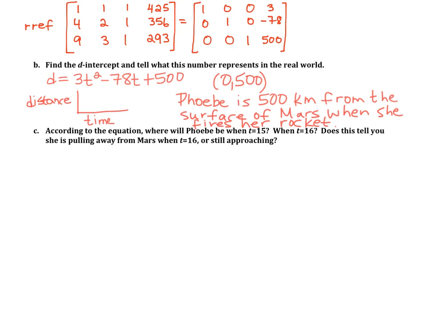Now when we tell what it represents in the real world, if we go back to our variable definition, where hopefully we were very specific, it's a matter of plugging in these values and then using your units of measure and doing an interpretation from there. So again, the more specific you are with your variable definition, the easier it will be to interpret the d-intercept in this case. So what it means is that Phoebe is 500 kilometers from the surface of Mars when t is equal to 0, which means when she fires her rocket.